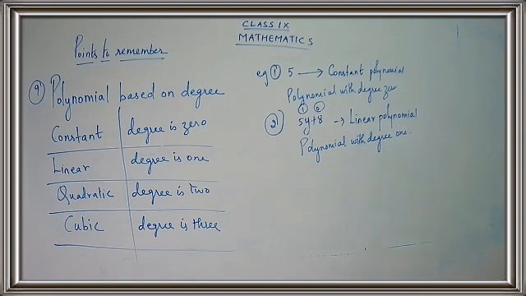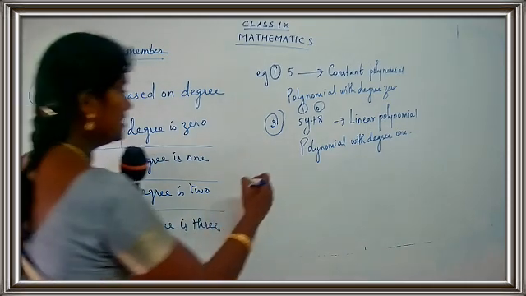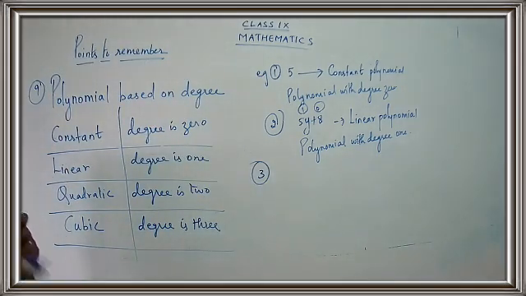Okay, let's go for the next example. I hope you have noted the second one. Are you clear with the different types of polynomial, children? So do not get confused. It's a very simple thing you can remember. Very easy concept. The next one is quadratic polynomial. I'll just give you an example for quadratic.